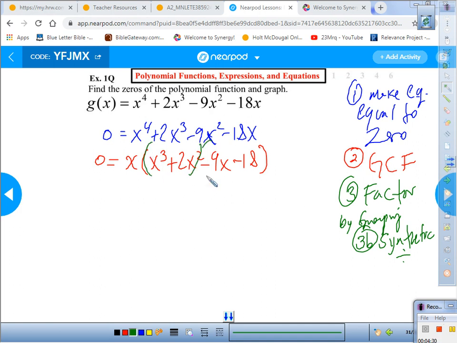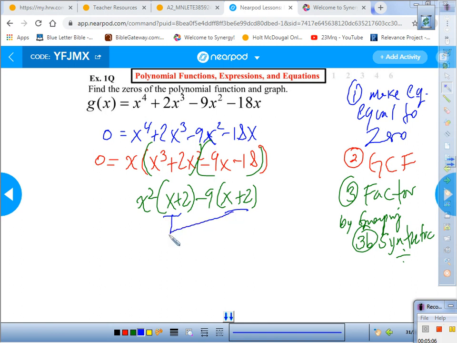Can we group these two and these two? Let's check. What is GCF for these two terms? X squared. And we're left with x plus 2. What is GCF for these two? Negative 9. And we're left with x plus 2. Now check this out. Some of you that still get confused with this, look up. If we have in these two terms two factors that are exactly the same, it did work. But if you did GCF, GCF, and these two factors are not identical, it did not work. Then that means you need to do synthetic division. In this case, it did.